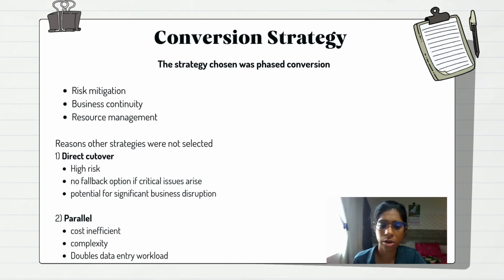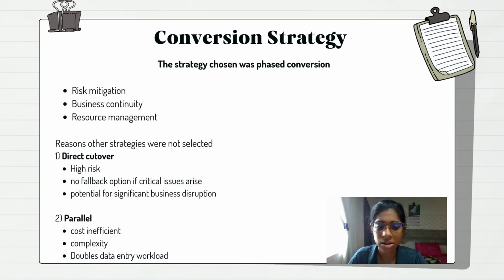Greetings everyone. I would like to talk about conversion strategy. The strategy chosen for this project was phase conversion. The reasons are because of risk mitigation. It allows for gradual transition of system components and also it reduces the likelihood of catastrophic system failures.